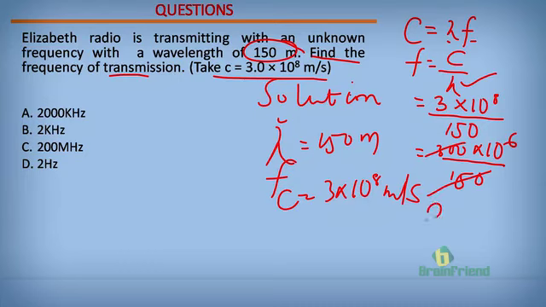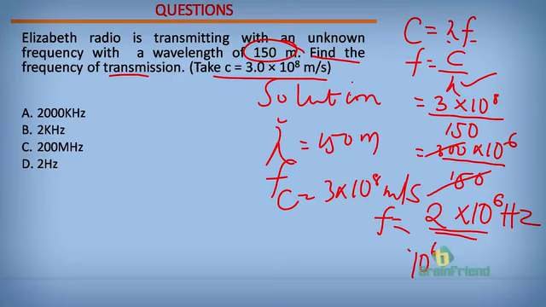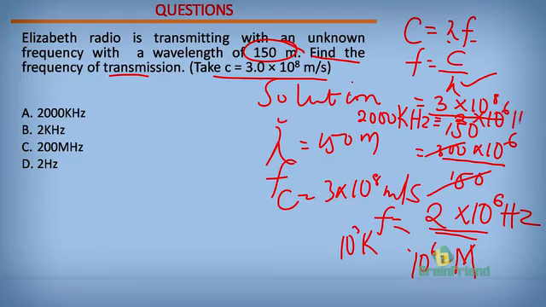150 into 300 is 2. We are left with 2 times 10 raised to the power 6. So this is simply 2 times 10 raised to the power 6 hertz as our frequency. But let's look at the expression there. We know that 10 raised to the power 6 is mega and 10 raised to the power 3 is kilo. Now, 2000 kilohertz is the same thing as 2 times 10 raised to the power 6 hertz. So the correct option is A.